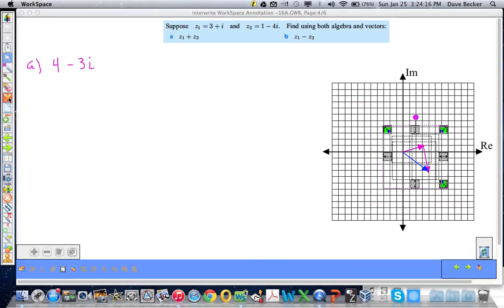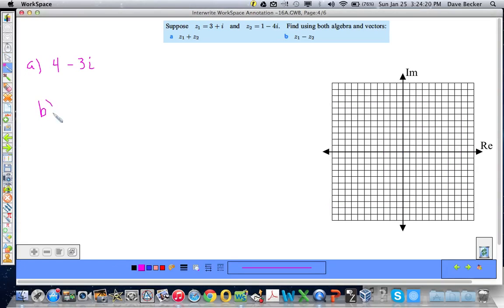Let's see if we can do z1 minus z2. Part B: z1, so 3 minus 1 is 2, and i minus negative 4i is a positive 5i. So we should end up with the vector 2 plus 5i when we subtract these.